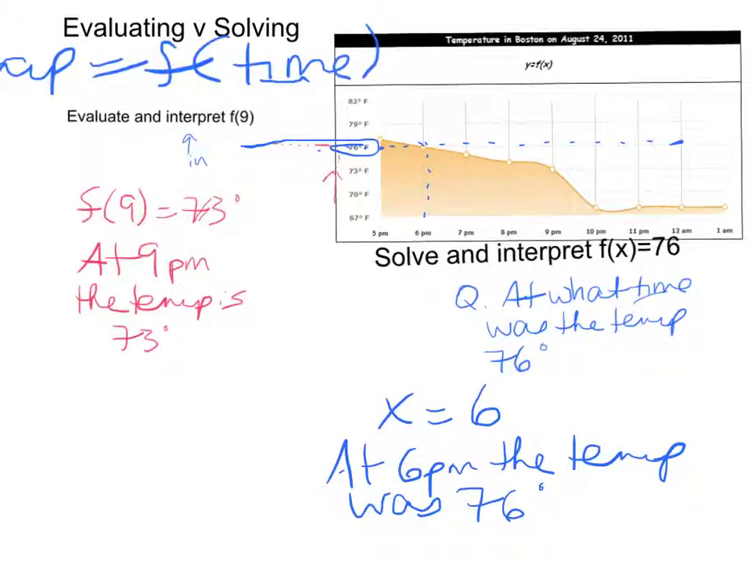The evaluating part is right here, getting the 73 degrees. The solving part was getting the 6. When we talk about interpreting, we're asking to take that answer and put it in a context. Putting the 9 and the 73 in context in this sentence is interpreting. Putting the 76 and the 6 hours in context right here is that sentence, and that's the interpreting part.